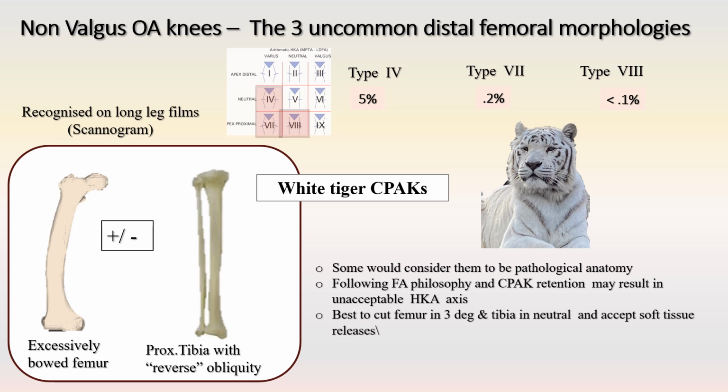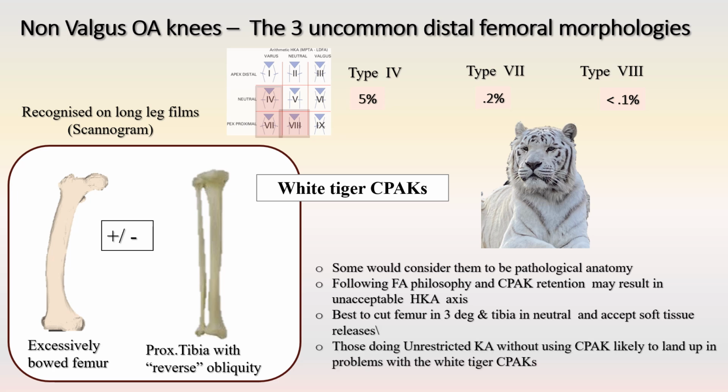It's best to cut the femur at 3 degrees of distal femoral angle and the tibia at neutral 90 degrees, and accept that in these rare distal femoral morphologies, one will have to do soft tissue releases. Those doing unrestricted KA without using CPAK are likely to land up in problems with these dangerous white tiger CPAKs. They are reverse obliquity knees with the JLO apex mostly proximal.